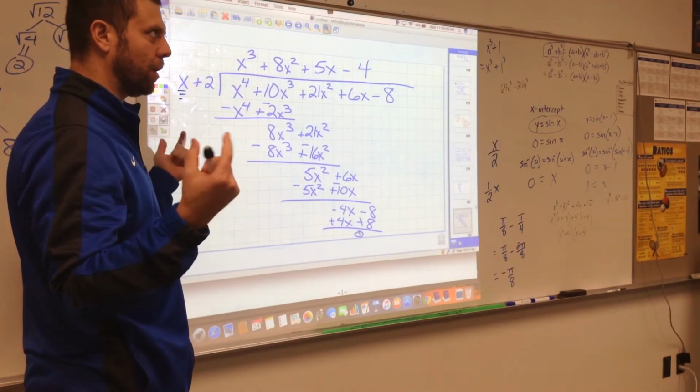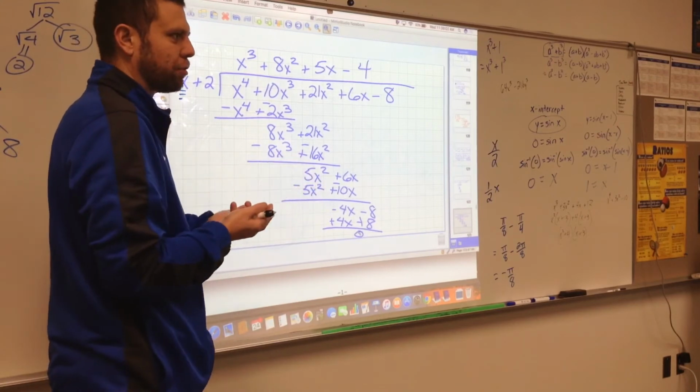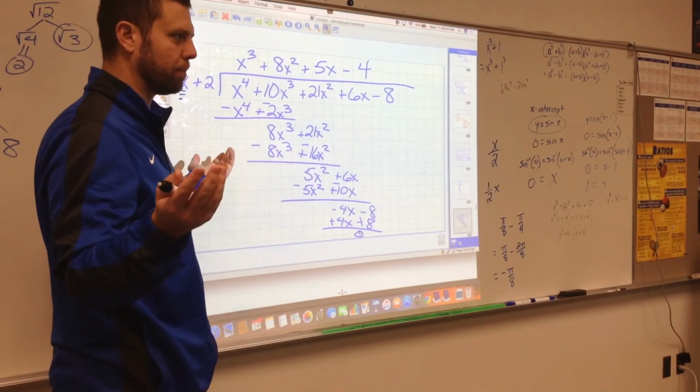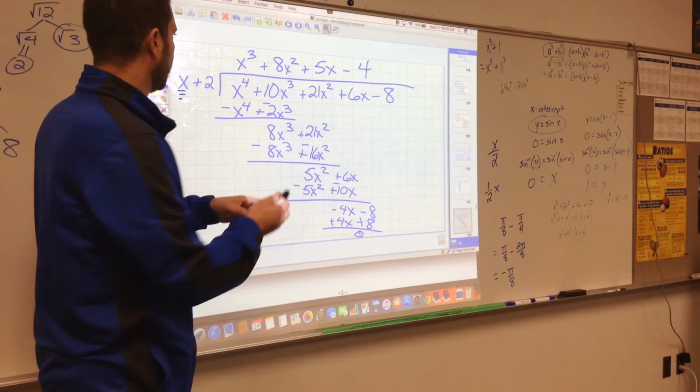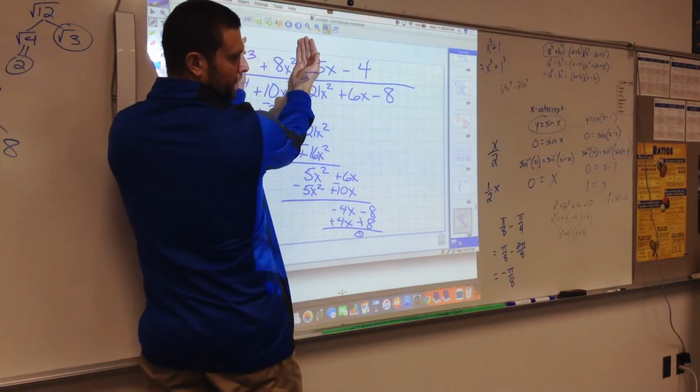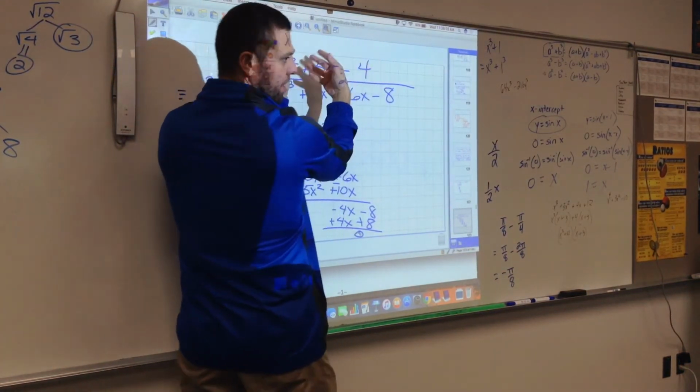But the whole idea is that the ones that I would give you will be factorable further by some sort of grouping method. You know, where you group the first 2 terms together, pull out the greatest common factor, group the last 2 terms together, pull out the greatest common factor.